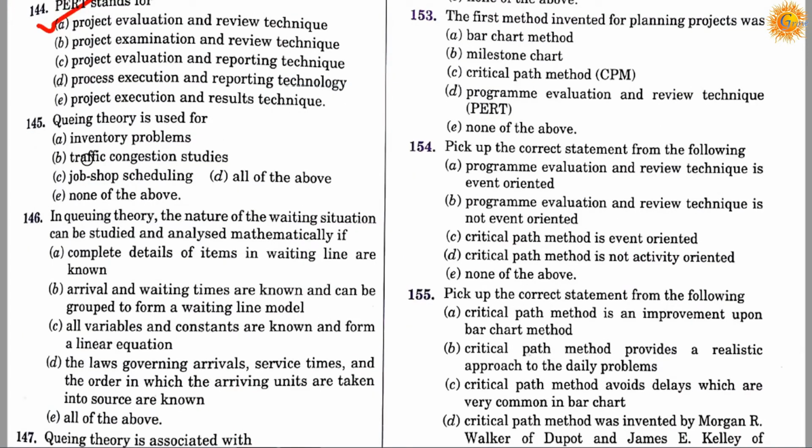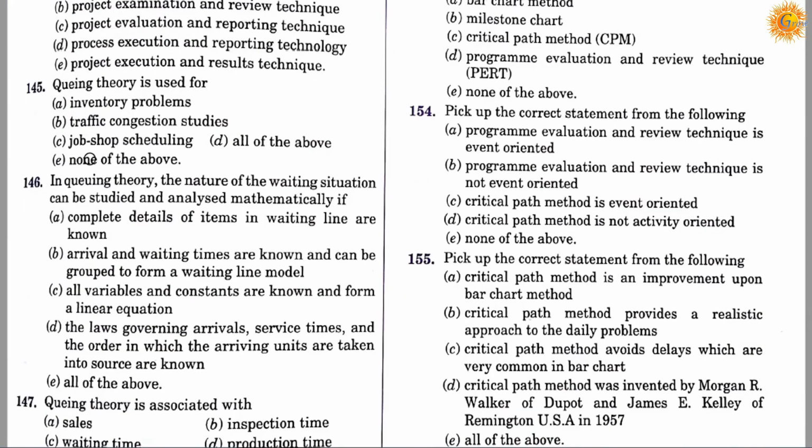Question number 145. Queuing theory is used for, option A, inventory problems. Option B, traffic congestion studies. Option C, job shop scheduling. Option D, all of the above. And option E, none of the above. Correct answer is D. It means queuing theory is used for inventory problems, option B also means traffic congestion studies, and it is also used in job shop scheduling.